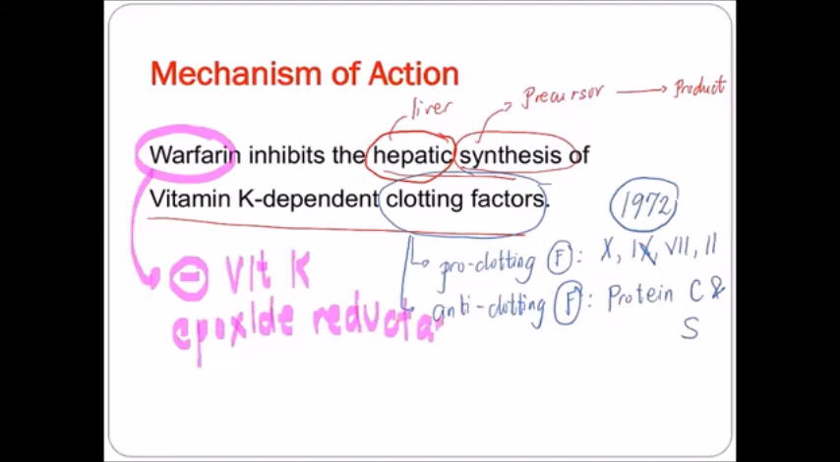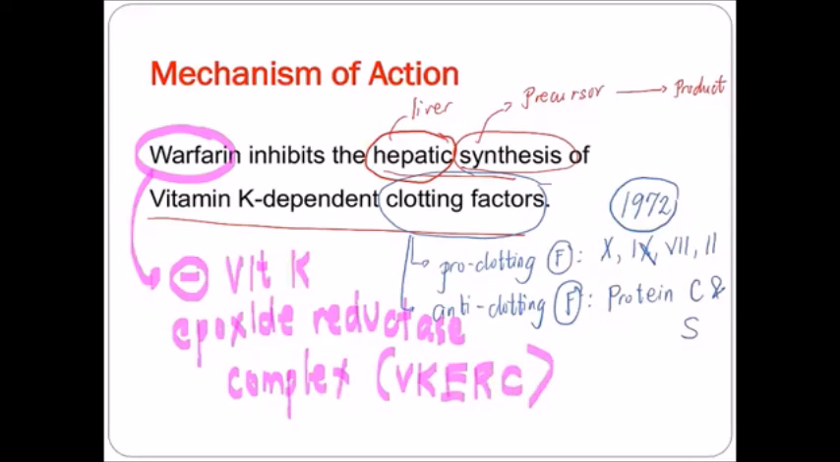So because it inhibits the enzyme called vitamin K epoxide reductase complex, or simply VKERC. Okay, so ito yung binablock ng enzyme. That's why hepatic production of 1972 and protein C and S would be altered. Okay, yung production ay ma-alter o mapablock.